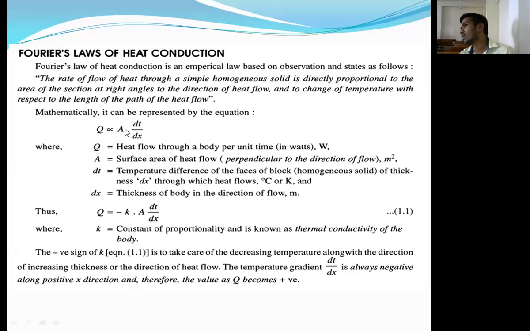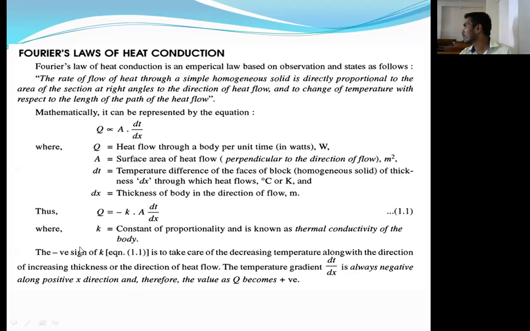What is the other name for this? dT by dx? Temperature gradient. So all of you remember this: dT by dx is nothing but the temperature gradient. So this is Fourier's law of conduction. This law is related to conduction. Q is directly proportional to area and change in temperature with respect to distance.